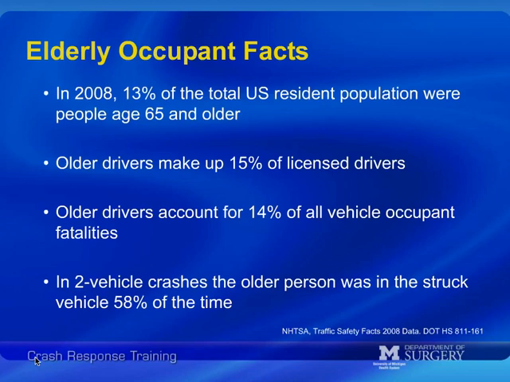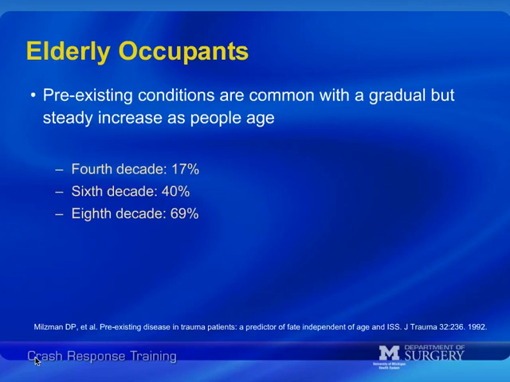In 2 vehicle crashes, the older person was in the struck vehicle 58% of the time. Pre-existing conditions are common, with a gradual but steady increase as people age. By the 4th decade, 17% of the population has pre-existing conditions. By the 6th decade, 40% do, and by the 8th decade, 69% do. These conditions may include things like hypertension, dementia, cardiovascular disease, diabetes, or cancer.